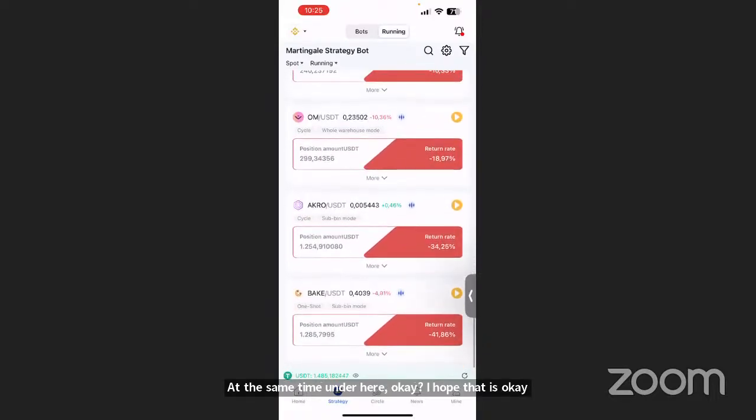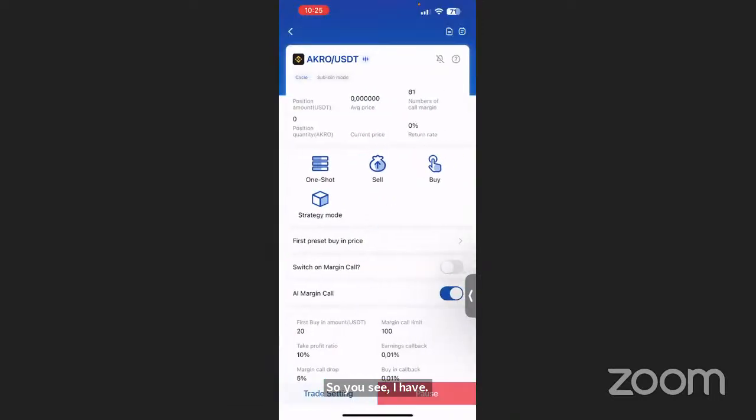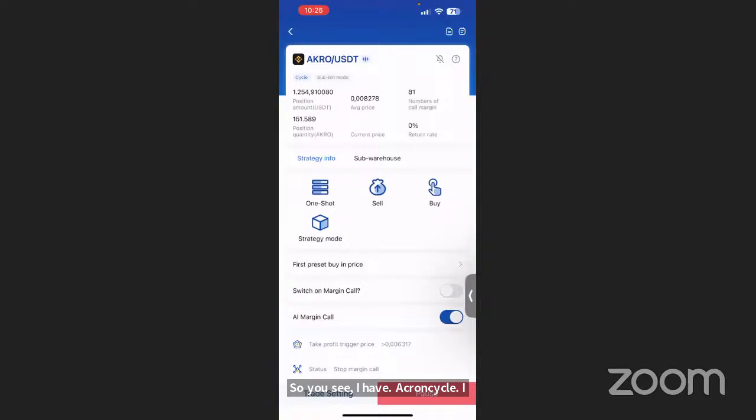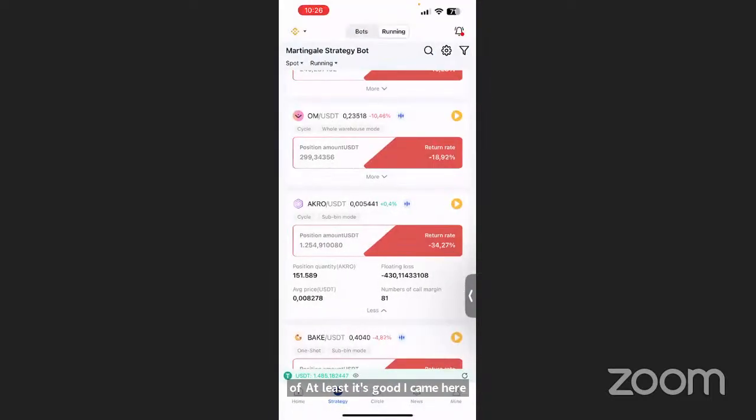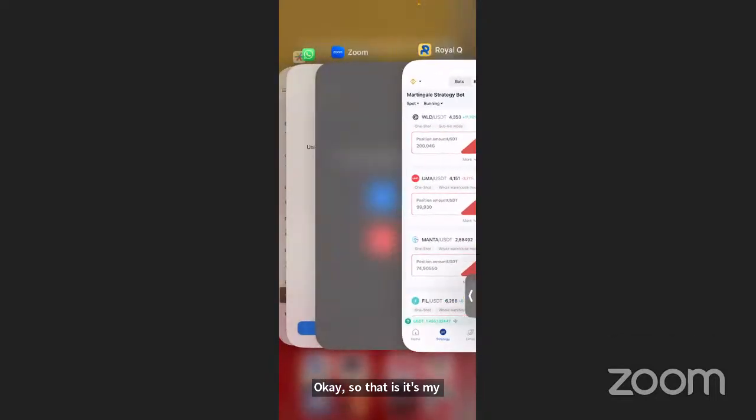So you see, I have Acron cycle. I opened 100 margin call limit. Some time ago, it got to 100. Now it has reduced to 81. So when I'm there, I'm making profit if I see Acro is pumping. This one I cannot pause because if I pause it, I will lose. Hey, I didn't even switch on margin call. Margin call was off. At least it's good I came here. Okay. So that is it, my dear people. So let me go out.